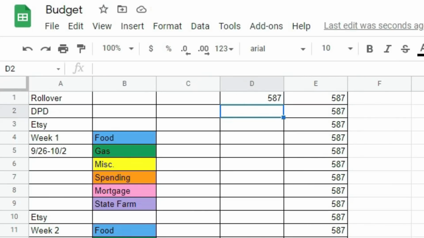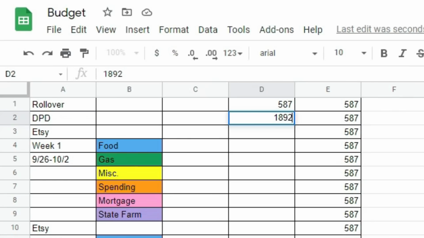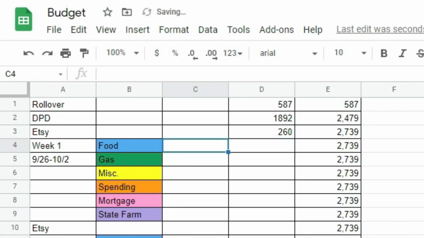Okay, next is David's pay, and he is going to make $18.97, so I'm going to put that amount in there. Next is my Etsy income, and it's a variable amount, but we're going to estimate what we would like to put towards our variable expenses, which is $260. Now, we might not make $260, and then we'll have to adjust our variable expenses, but that's just fine. It just gives us a place to start.